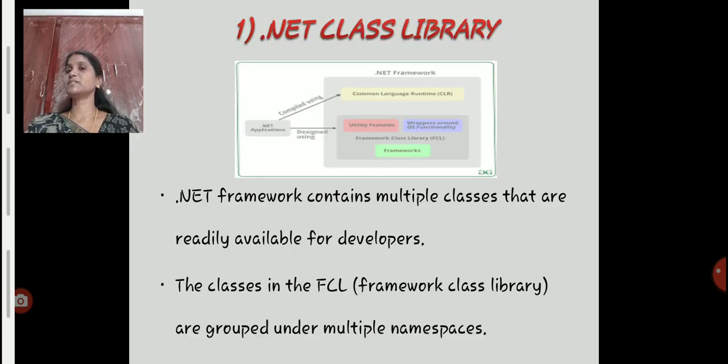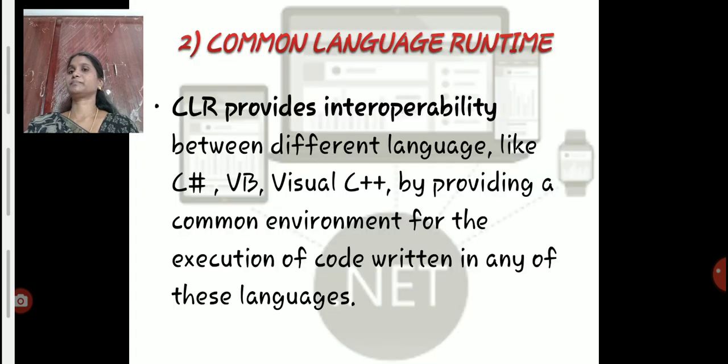Right, the first one is .NET class library. As we always see, whenever we execute .NET programs, we get a container class. Like that, there are so many built-in classes, built-in structures, and also built-in enumerated values. Those values we can always avail through this .NET framework. So that library of classes is called the .NET class library, right?